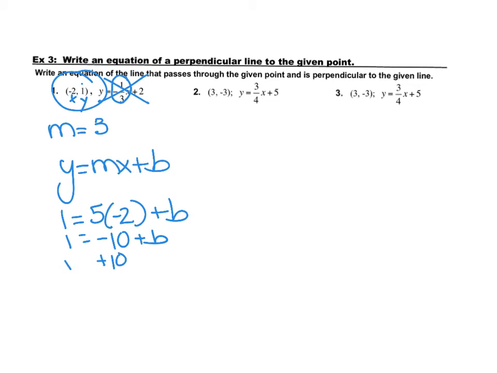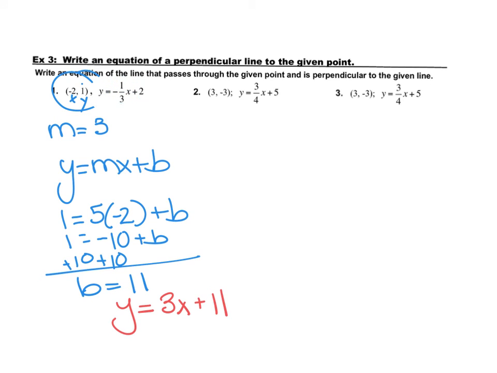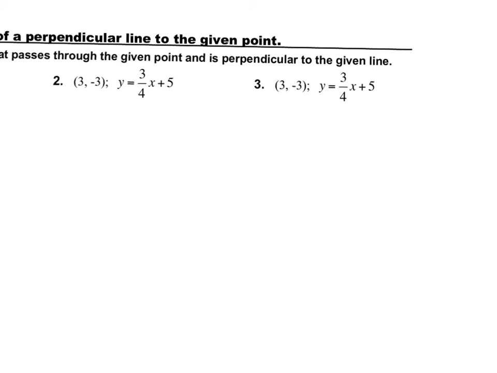And then I'm going to add, and b is going to be equal to +11. So now I have the slope, I have the y-intercept, I can plug it back in. Y is equal to, let's see here, 5x plus 11. So now we have an equation of a line that is perpendicular to our original line, y is equal to -1/5 x plus 2, and it's going through the point -2, 1.